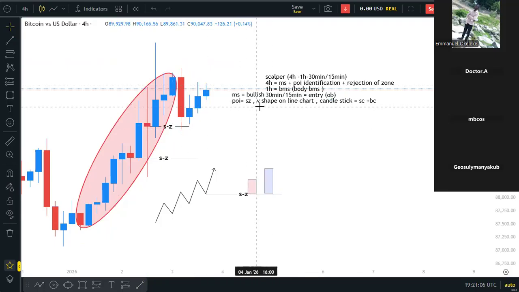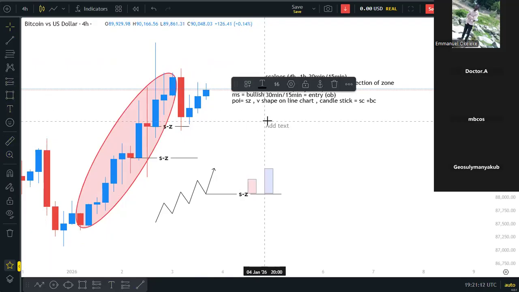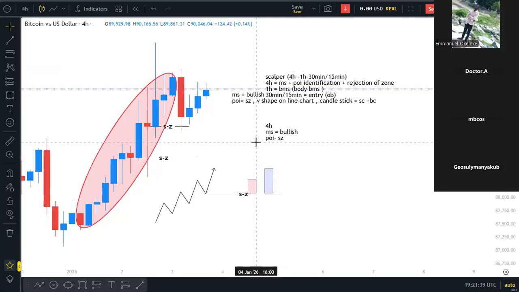So now on the 4-hour, we're able to identify our market structure. On 4-hour, we have identified market structure, which is bullish. We have identified POI, which is the support zone. Now the next thing we have to identify is rejection of POI. It's very easy. When we talk about a rejection candle, since it's a support zone, we want price closing above the zone.